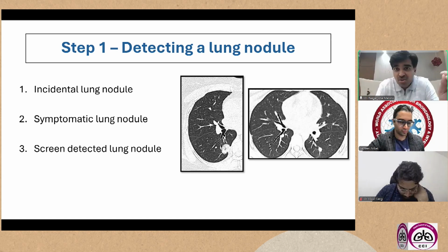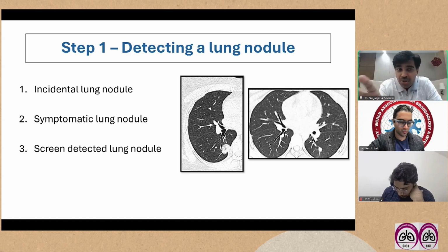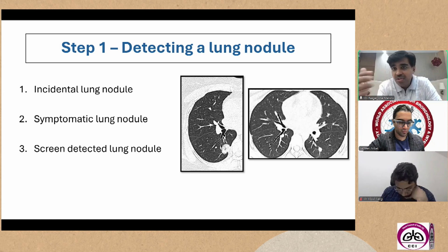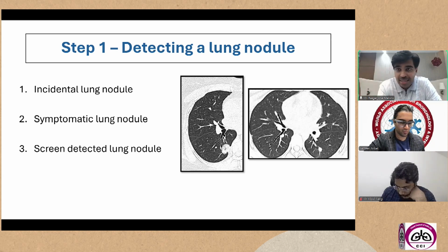So the first step is to identify a lung nodule. So this will be done either on an X-ray or on a CT scan. So now again, nodules are broadly classified into 3 groups. An incidental lung nodule is a nodule which is picked up when a CT is done for some other reason. You do a cardiac cath and you pick up a nodule, or you do an abdominal CT and pick up a nodule, or you do a CT for breathlessness and pick up a nodule, like that.